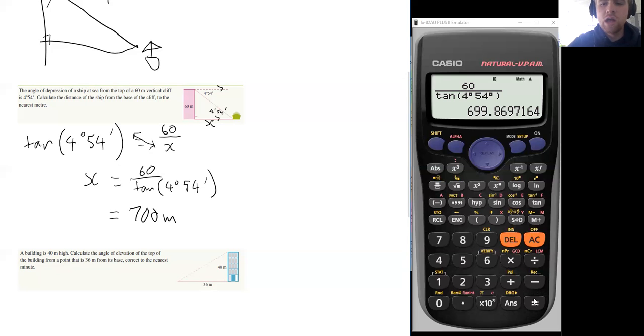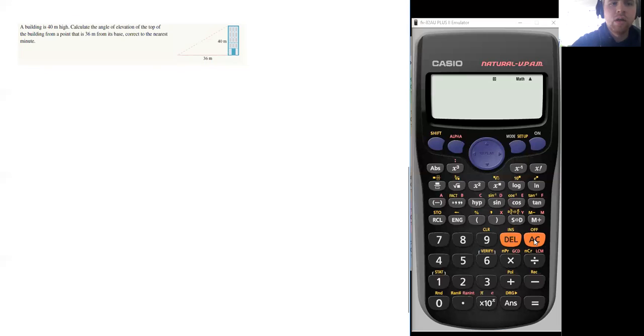All right, let's look at our next example. So a building is 40 meters high. Calculate the angle of elevation on top of the building from a point that is 36 meters from its base, correct to the nearest minute. Okay, so what do we notice here? Notice that we're given two side lengths, and we need to work out which is the angle that we're trying to find here. Which angle are we trying to find? So it's the angle of elevation of the top of the building from a point that is 36 meters from the base. So the angle that we're trying to find is this angle here, the angle of elevation from the point that is away from the building.